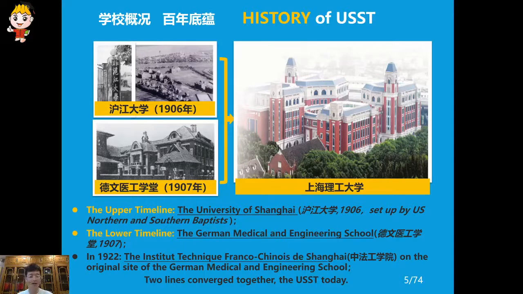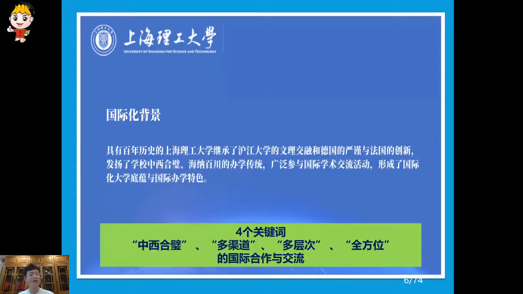Okay, so these are the three key terms and a basic history briefing about USST. Talking about international collaboration, I want to explain and share another 4 keywords with you guys. Do you still remember that in the last PowerPoint I just covered the 3 key terms? Right? And here, the first keyword I want to repeat for international collaboration is 中西合璧.